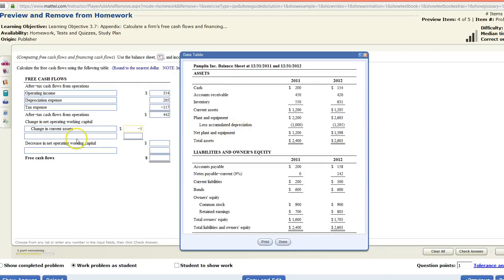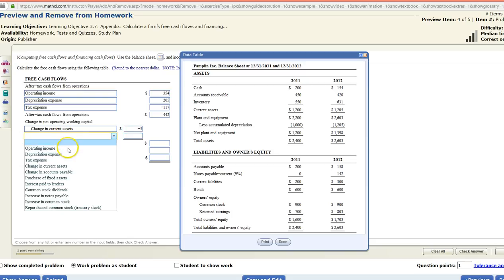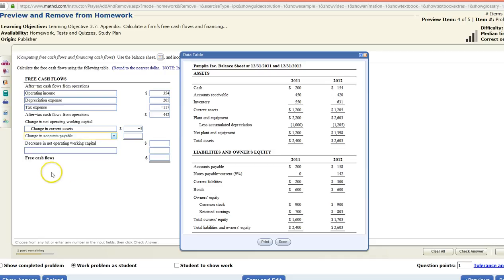So we have a negative for the change in current assets, and we also need to get the change in non-interest-bearing portion of current liabilities. In this case, I think it's just the change in accounts payable, because that seems to be the only non-interest-bearing portion of current liabilities. We don't have accrued expenses, so that's the only thing. And here, the difference between this year and last year's number is 158 minus 200. That gives me negative 42.